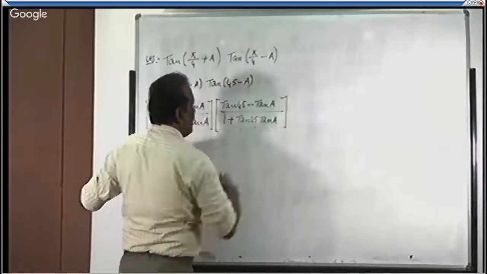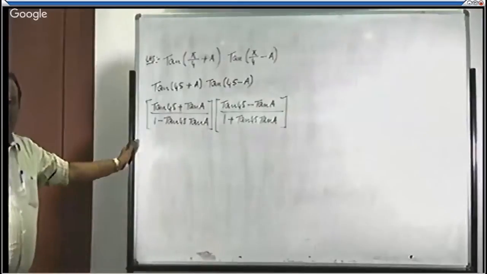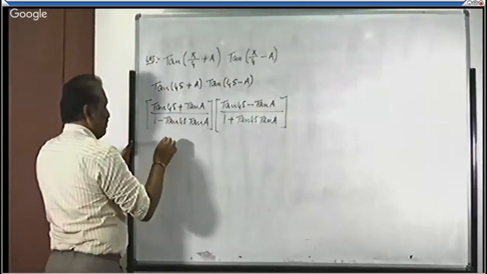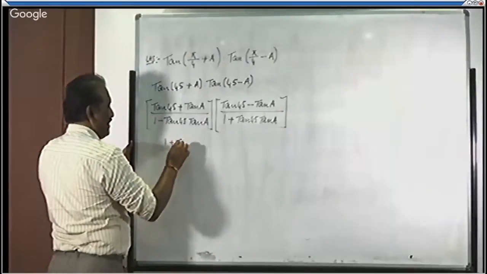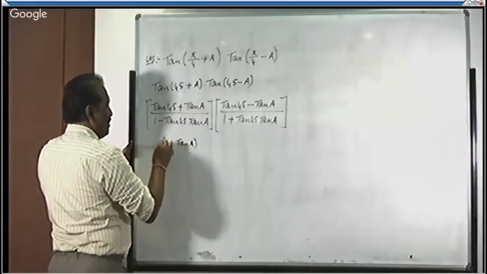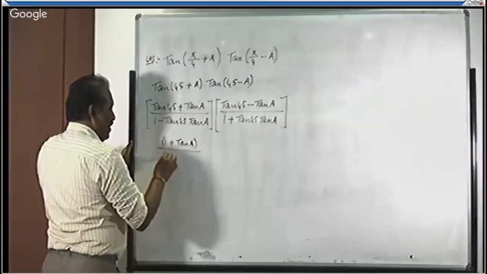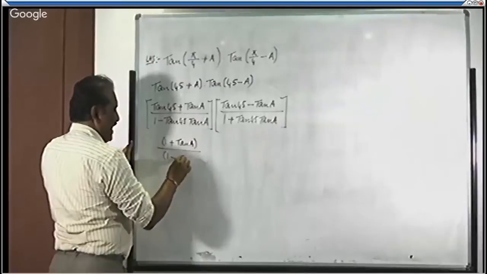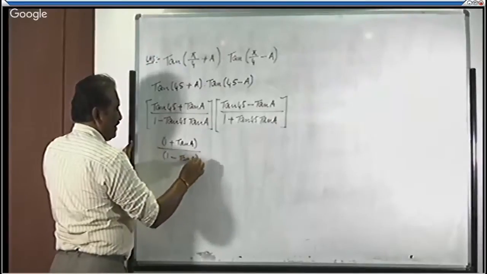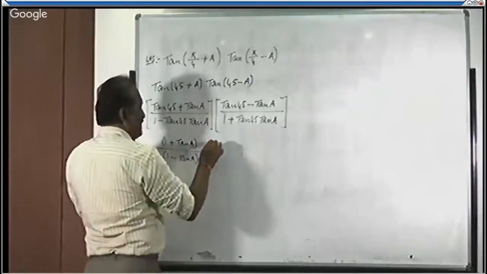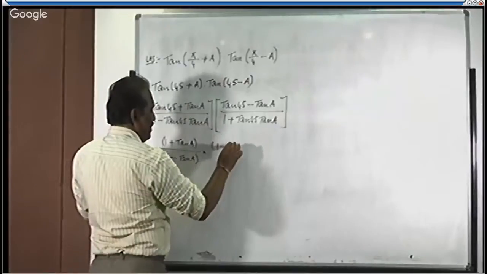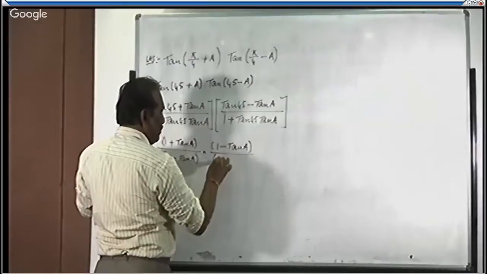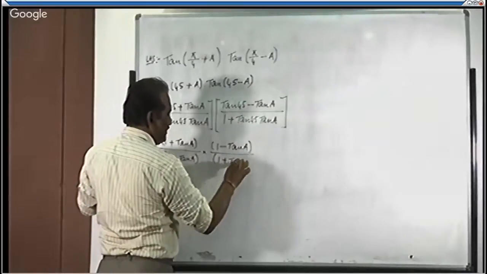But we all know tan 45 degrees is numerically equal to 1. That's why the first term is 1 plus tan a divided by 1 minus 1 into tan a, which is tan a. Into, in this case also, tan 45 is 1, so 1 minus tan a divided by 1 plus 1 into tan a, which is tan a.